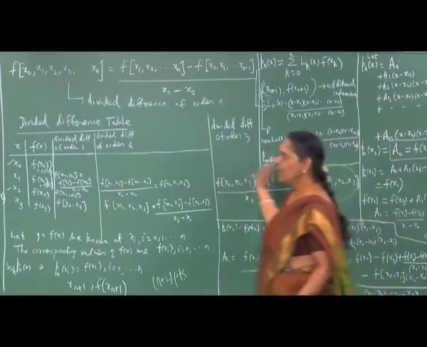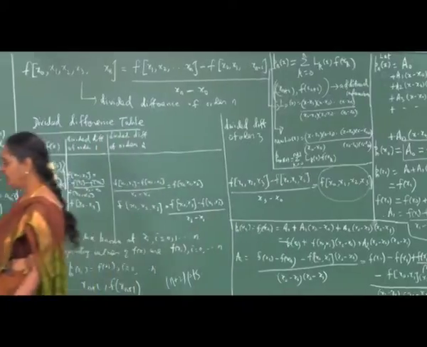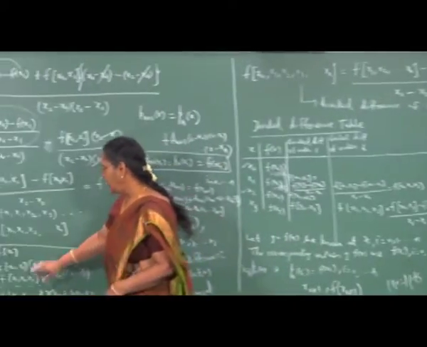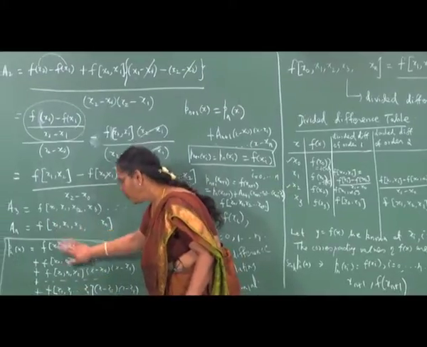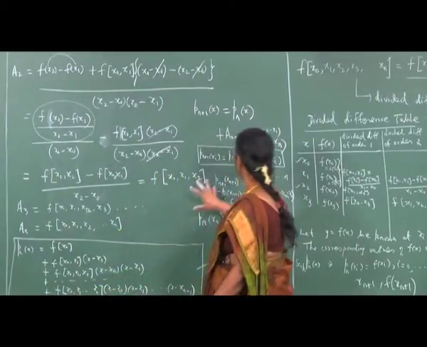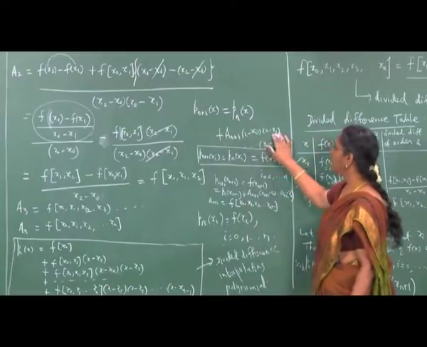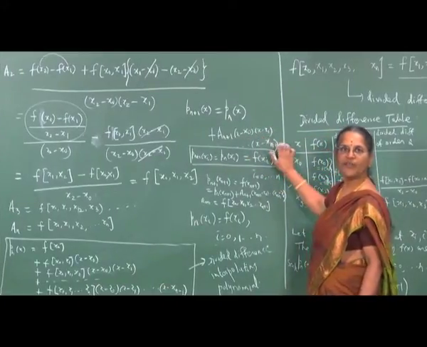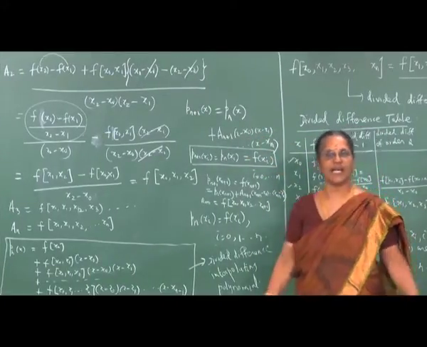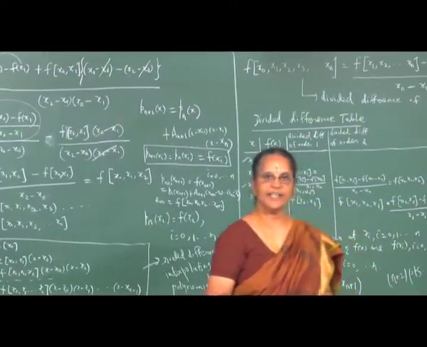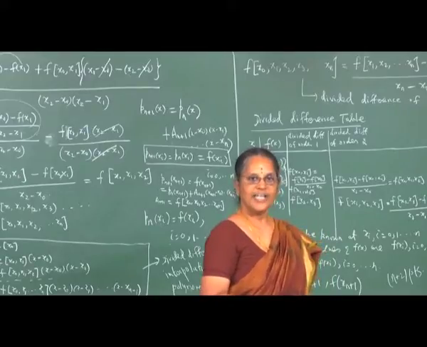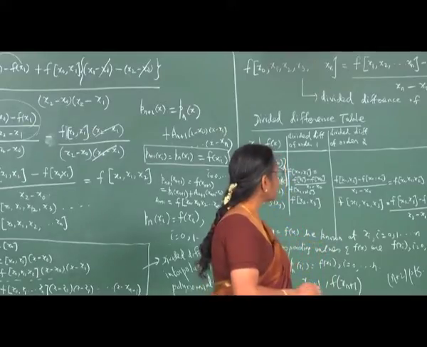Whereas, this did not happen in the case of the divided difference formula. The polynomial that we already have obtained is going to be used, and we just add an extra term that takes into account the information that is provided to us at this extra point, and that is why the divided difference method scores over Lagrange interpolation method.